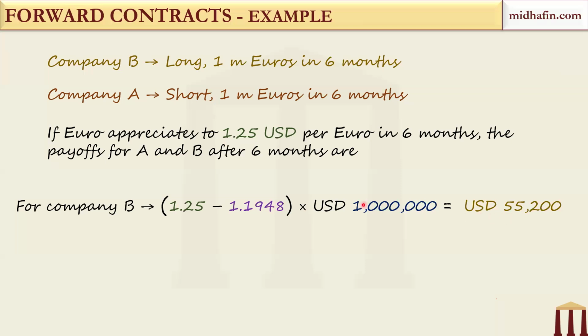$55,200. Because the market rate is 1.25, whereas B, based on the agreement of this forward contract, is able to buy the euros at 1.1948, which means it is able to buy at a lesser than market price. So obviously there's a positive payoff. B benefits from the appreciation of the euro because of its long position. Now can you tell me what about A? Will A be in a loss or a profit?